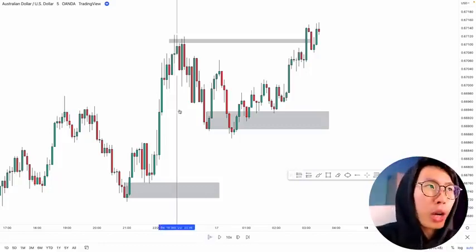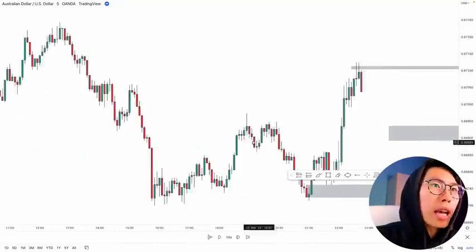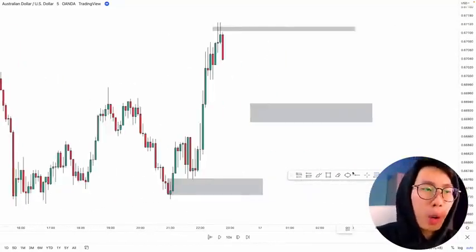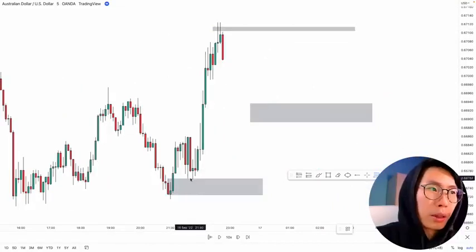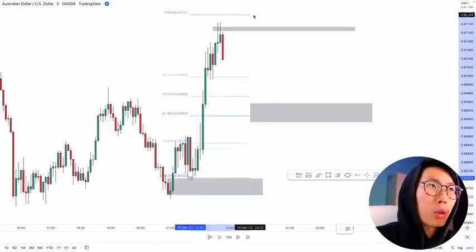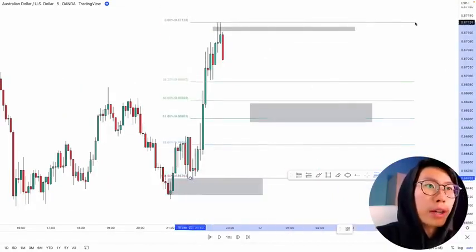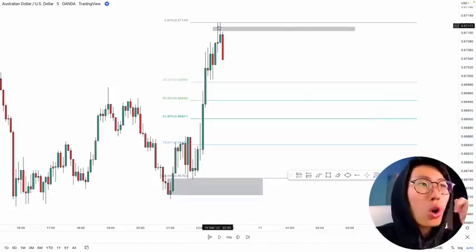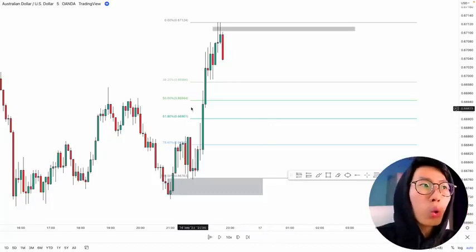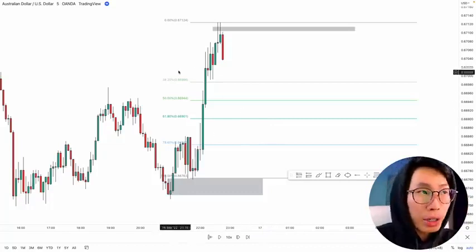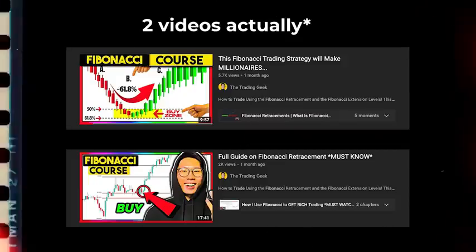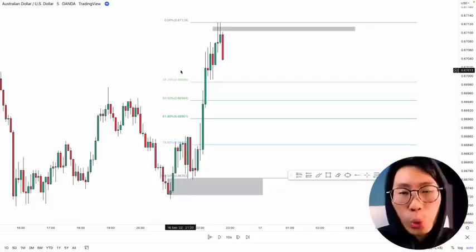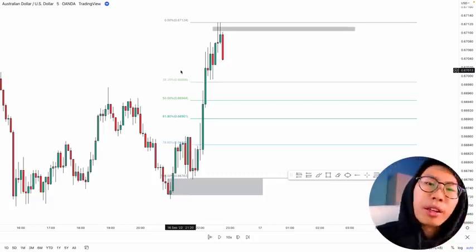For example, this trade right here, the moment price starts retracing right here, just like this, I will pull out my Fibonacci. So I pull out my Fibonacci, drag it from this swing low all the way up to this swing high right here, and literally just drag it across like this. So right now I am waiting for price to retrace all the way down to either one of these retracement levels. I've done a full length tutorial on Fibonacci retracement and how you can use this to get high win rate trades, which you can check out after this video.